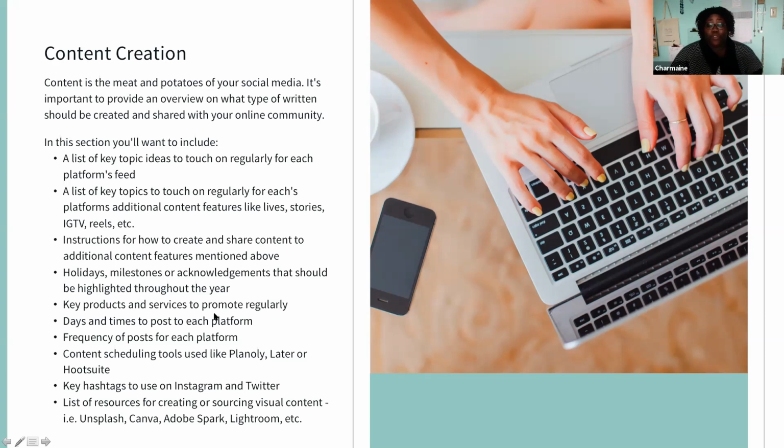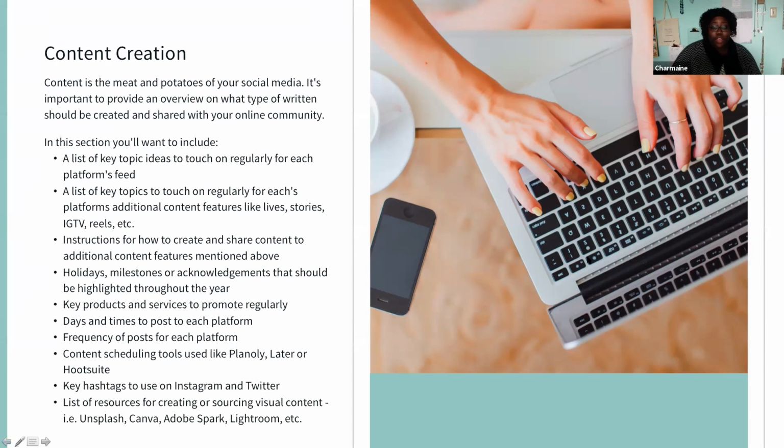When it comes to Instagram and Twitter, you want to use hashtags, right? Hashtags are a whole big thing. I know we've talked about it a bunch of times in different webinars, but once you find a list of hashtags that you use for your business, you want to make sure the key ones you use regularly are listed in your social media guidelines, so whoever's doing your social media, whoever takes it over, knows to incorporate them into your content.